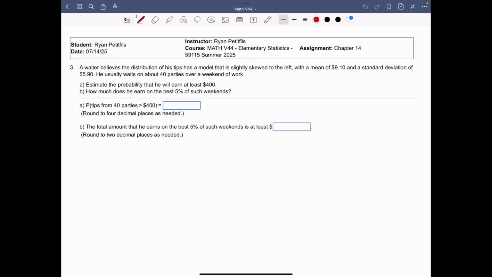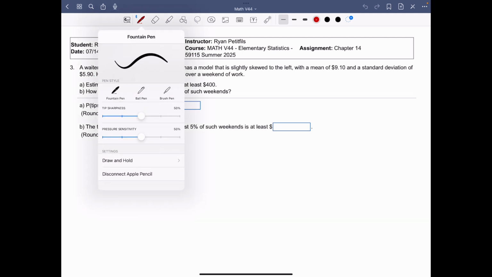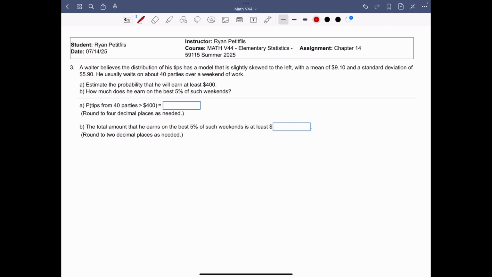Hello, and I'd like to do a problem from chapter 14. This is problem number 3. It says a waiter believes that the distribution of his tips has a model that is slightly skewed to the left. So there's a little more on the right side. So it might be something kind of like that.